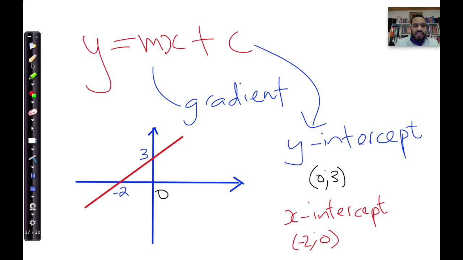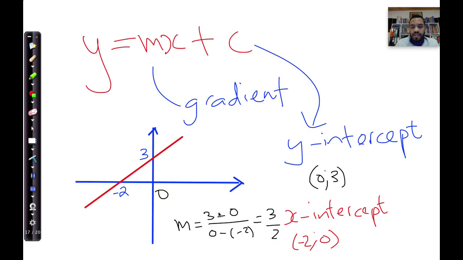Now if you had to find the gradient, you can simply use the y-intercept over the x-intercept. Let's say m is going to be the y-intercept over the x-intercept. In other words, I'm saying 3 minus 0, exactly the same way we found the gradients in the past, over 0 minus -2.